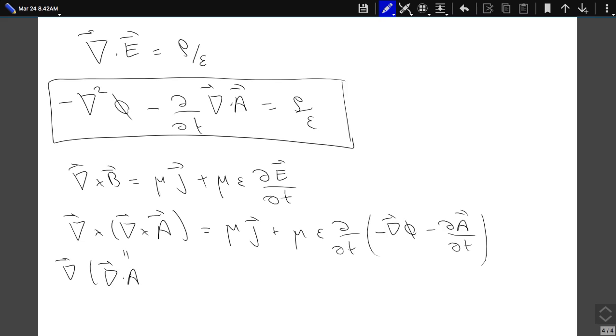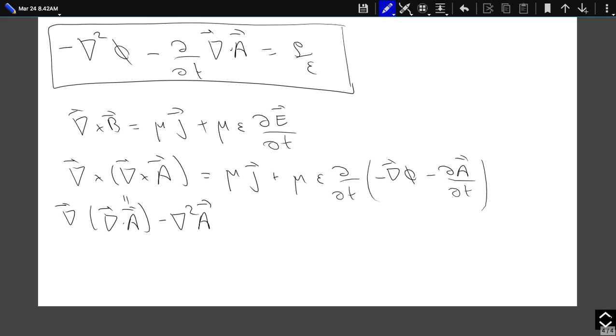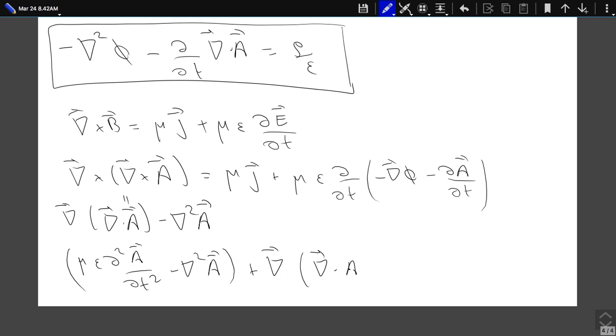Let's try to simplify it a bit. You see the curl of curl of A is the gradient of divergence of A minus the Laplacian of A. And let me write it in this form. Mu epsilon del squared A by del T squared minus the Laplacian of A plus the gradient of the divergence of A plus mu epsilon del phi by del T. This should be equal to mu times J.